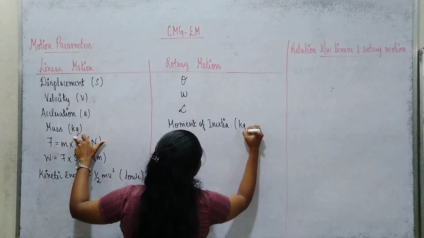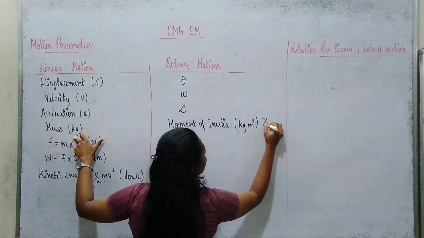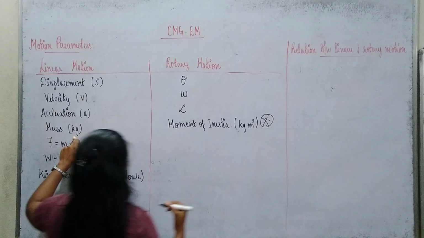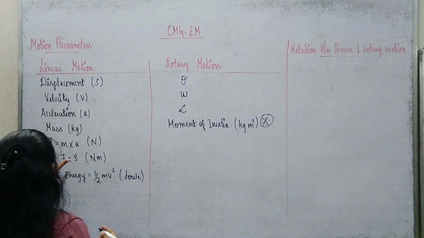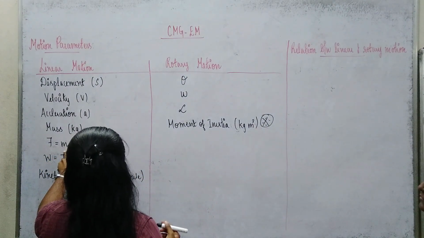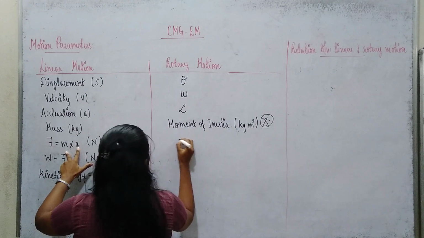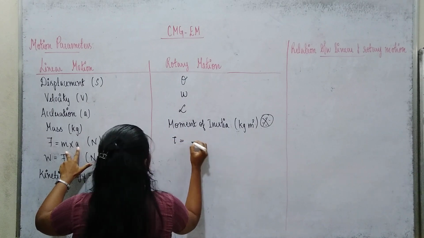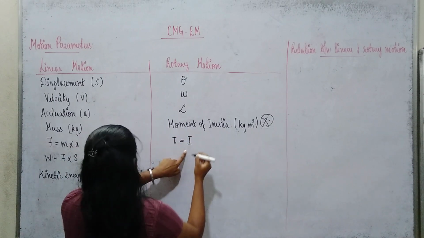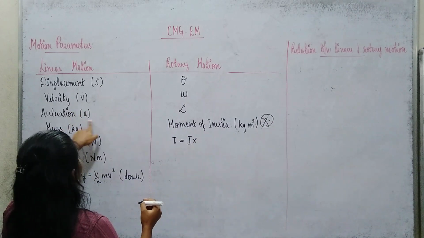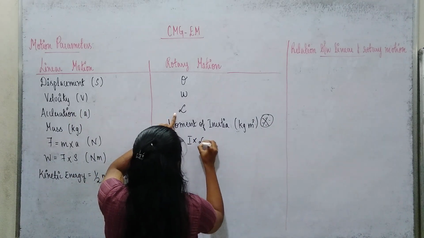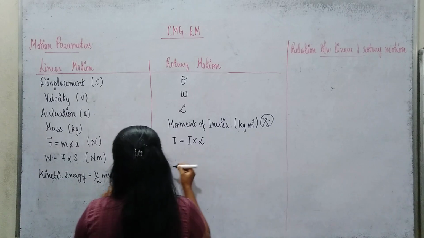This is kg meter square, and this is a very important question in the exam perspective. Force F is equal to ma. It is represented tau is equal to I, moment of inertia, into A, acceleration, that is alpha, I into alpha.